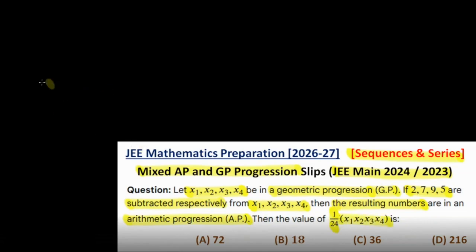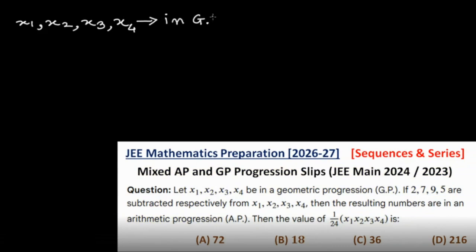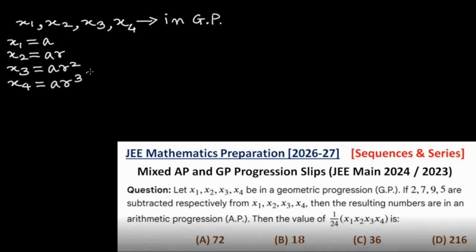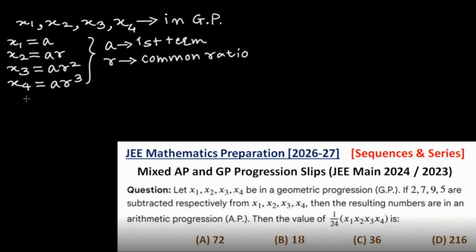Simple question, simple solution. x1, x2, x3 and x4 are given to be in a GP. Therefore, we will assume x1 equals a, x2 equals ar, x3 equals ar square and x4 equals ar cube, where a is the first term of the GP and r the common ratio. Now when each of them is subtracted by 2, 7, 9 and 5 respectively, we will get the numbers as a minus 2, ar minus 7, ar square minus 9 and ar cube minus 5.